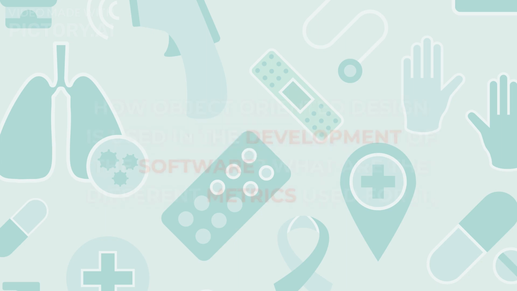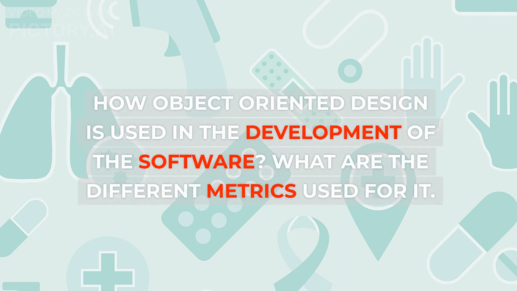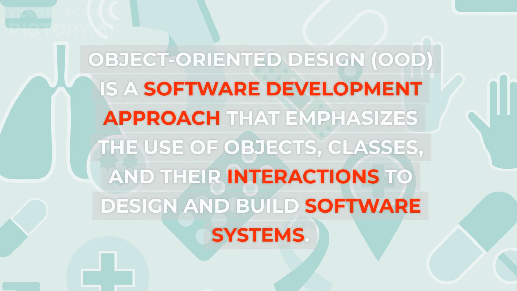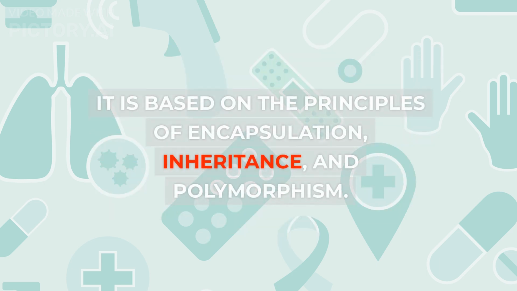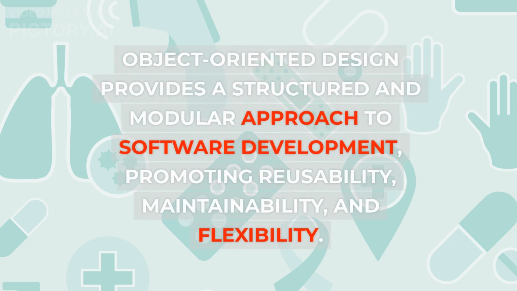Question 11. How is object-oriented design used in the development of software? What are the different metrics used for it? Object-oriented design (OOD) is a software development approach that emphasizes the use of objects, classes, and their interactions to design and build software systems. It is based on the principles of encapsulation, inheritance, and polymorphism. Object-oriented design provides a structured and modular approach to software development, promoting reusability, maintainability, and flexibility.